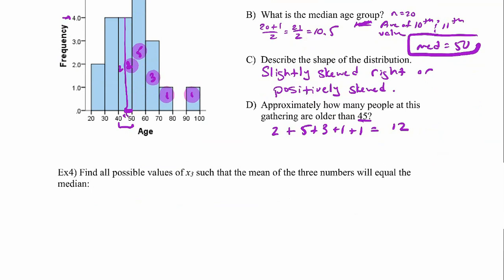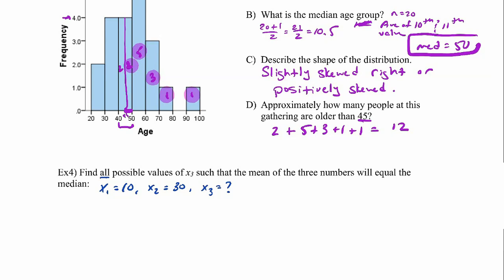Example 4: find all possible values of x3, the third value in the data, such that the mean of the 3 numbers will equal the median. And let's suppose that x1 is equal to 10 and that x2 is equal to 30. We want x3. The way it's worded implies that there may be more than one such value we could come up with, such that the average of these 3 numbers would equal the median of these 3 numbers.